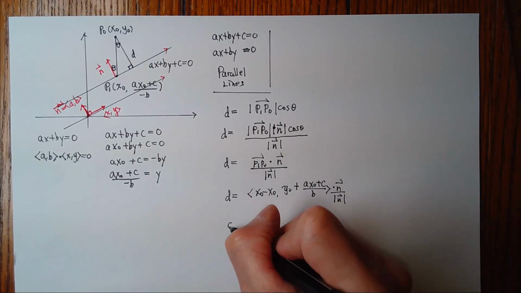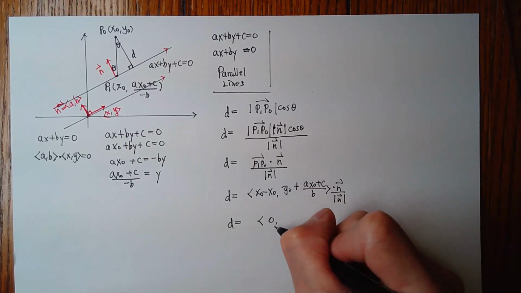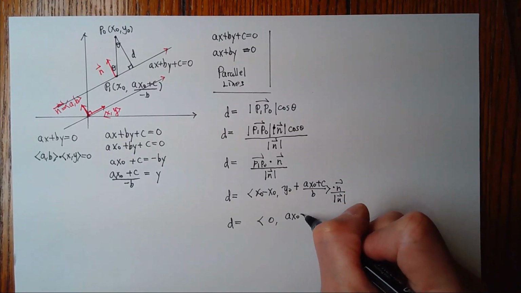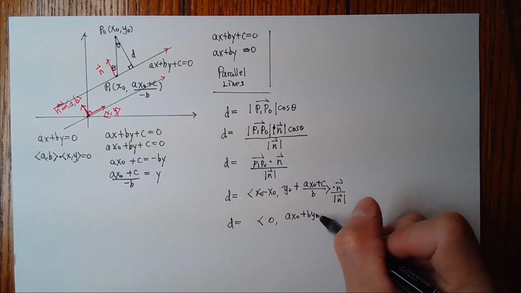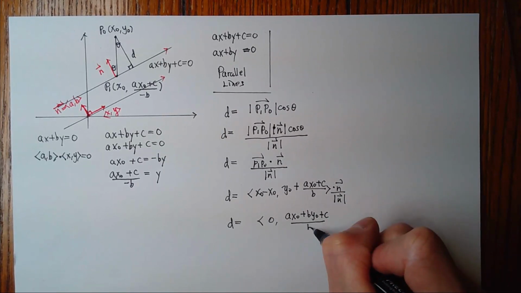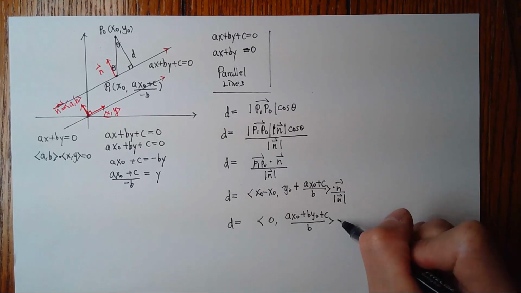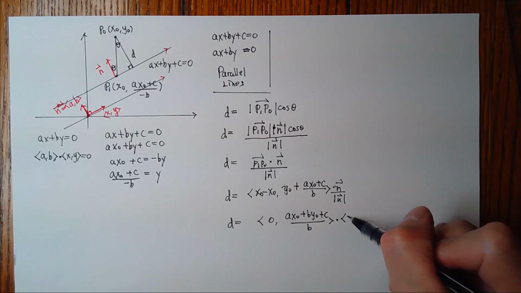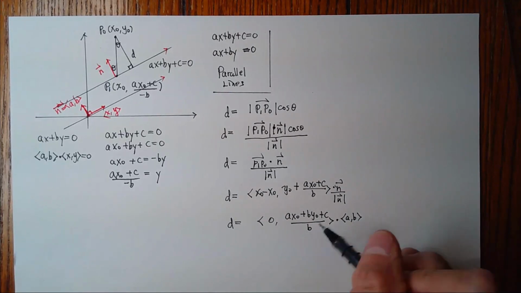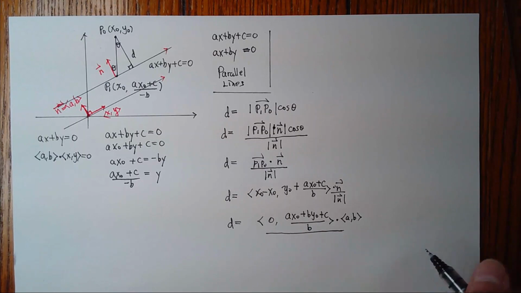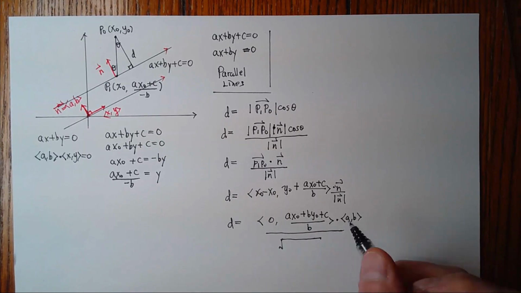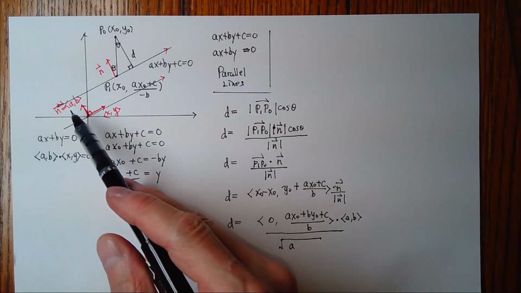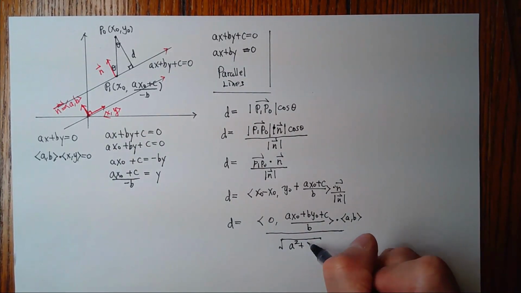Well, that is the same as 0. And simplify this. We will have a times x sub 0 plus b times y sub 0 plus c divided by b, and dot the normal vector. The normal vector is just ab, and divide by the magnitude. The magnitude of this vector will be just the square root of the sum of the squares of the components, a squared plus b squared.